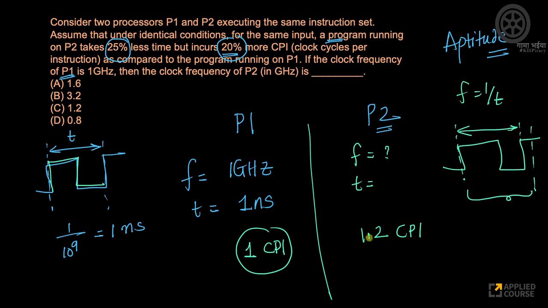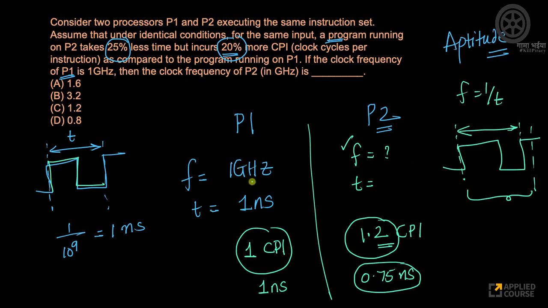But even though it takes more clock cycles, this is executing faster. It says it takes 25% less time. So if P1 takes 1 nanosecond, P2 only takes 0.75 nanoseconds to complete. Even though it requires more clocks per instruction, it is completing faster, which means its frequency must be significantly higher than P1's, first and foremost. Simple logic. So D cannot be an answer, but you have 3 options.